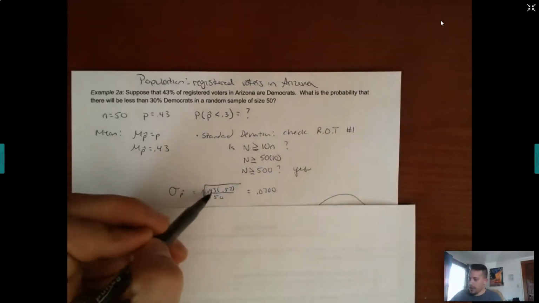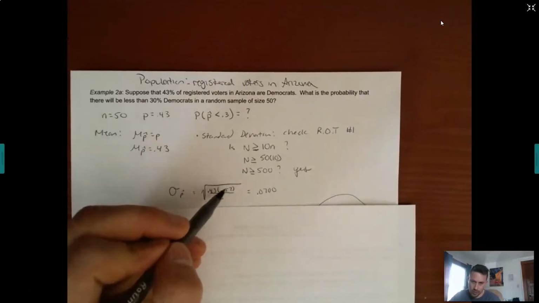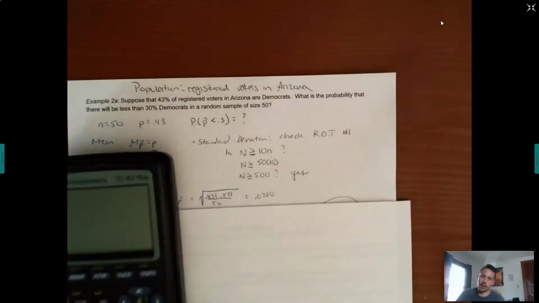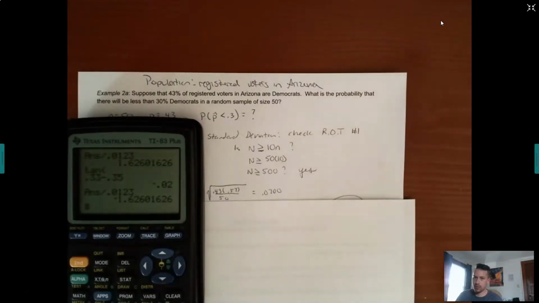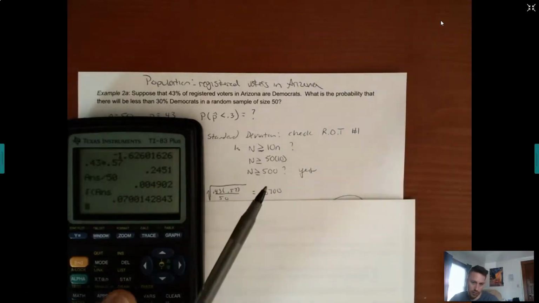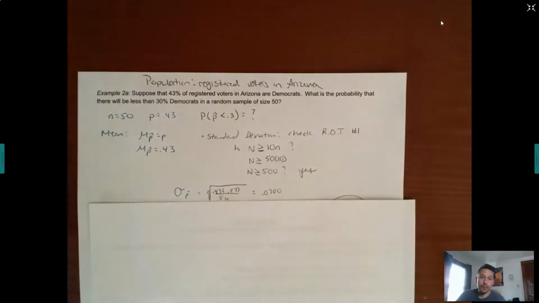Alright, so the formula is P times 1 minus P. 1 minus 0.43 is 0.57. So that's how I got that. Divided by lowercase n, which is 50. So again, in our calculator, we're going to do 0.43 times 0.57. Get our answer. Divide by 50. Take the square root of the answer. And then we only round to 4 decimal places, so that's right here. The 1 means don't round this up, so it's 0.0700. I could have just written 0.07, but I wanted you to know that I rounded to 4 decimal places.